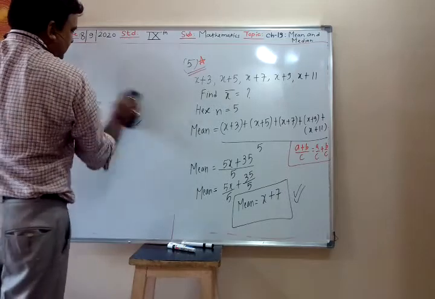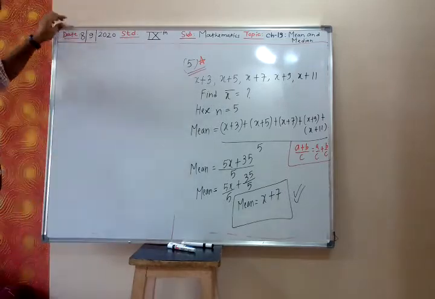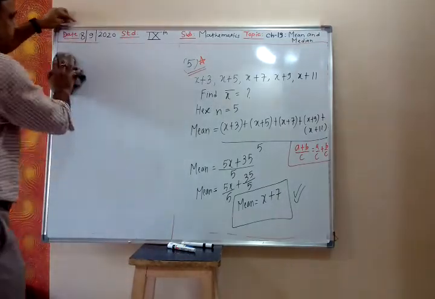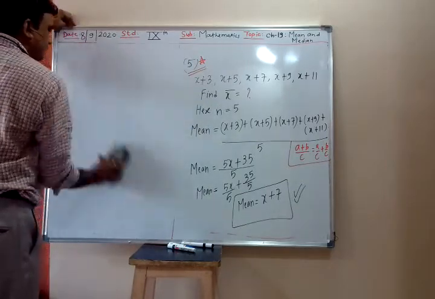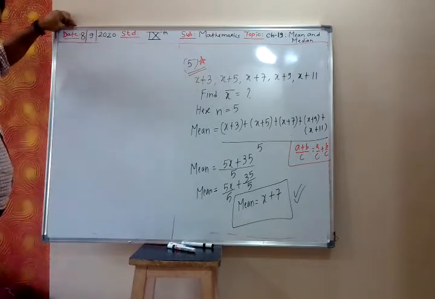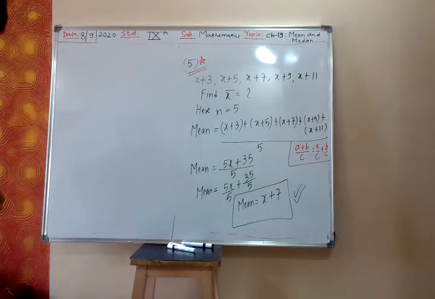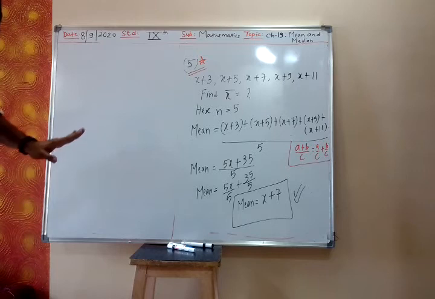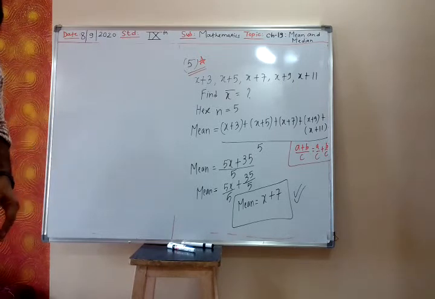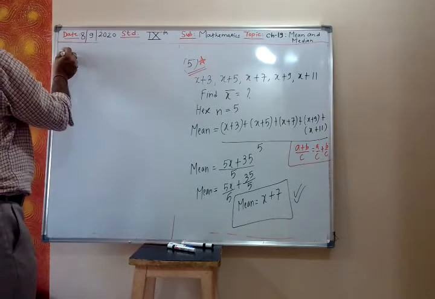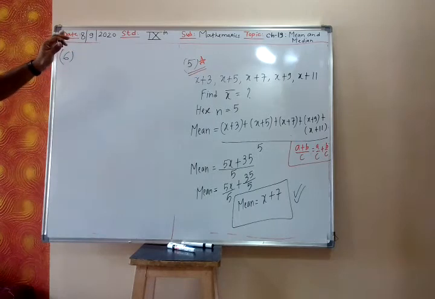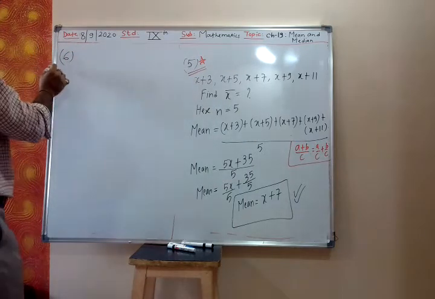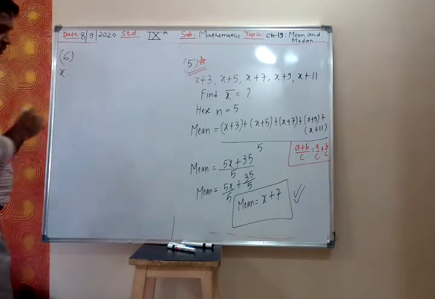Now do this sixth one. The sixth one is important. The sixth one is decimal, that you can do. The sixth one has a second part also. Okay, we are given the values of x.